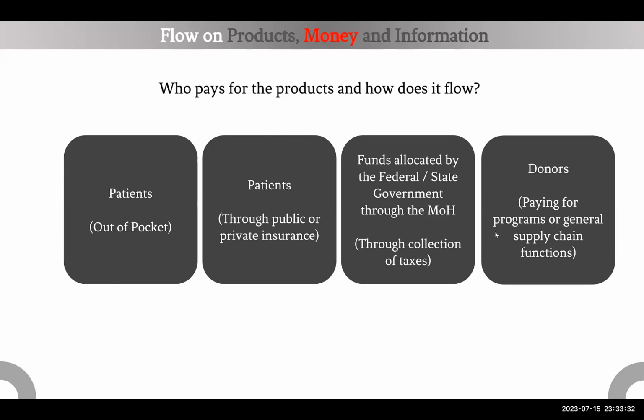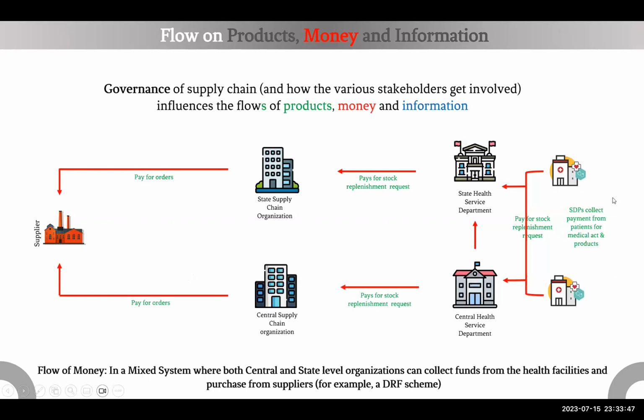Okay. So the key question for Nigeria is, who pays for the products in Nigeria? Is it the patient? Is it the government through taxes? Or is it the donor? You can write in the chat while we move to an example linked to flow of money.